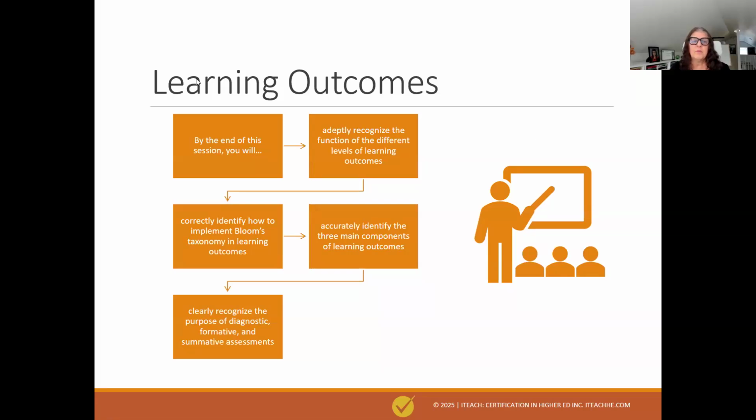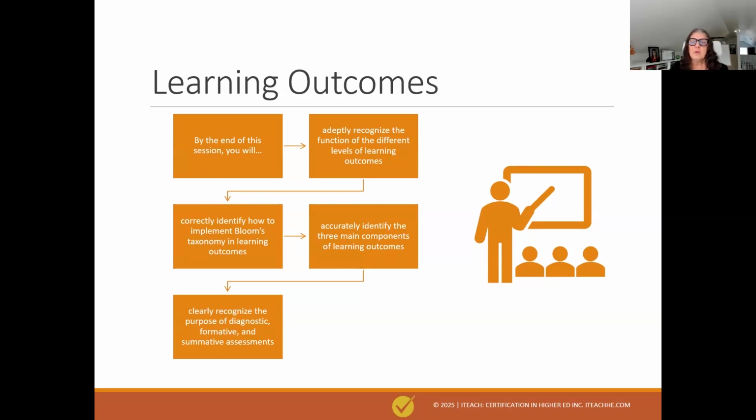So our learning outcomes for today's session is that we're going to go through and look at the different levels of learning outcomes. That is something that is very important. And just to realize where they sit. We're going to look at Bloom's taxonomy, and that might be something that you're familiar with. And then we're going to look at those three main components, which are performance criteria and conditions. That was in the title. And then lastly, we're going to look at how this all fits together with assessments. And we're going to look at three different kinds of assessments: diagnostic, formative, and summative.